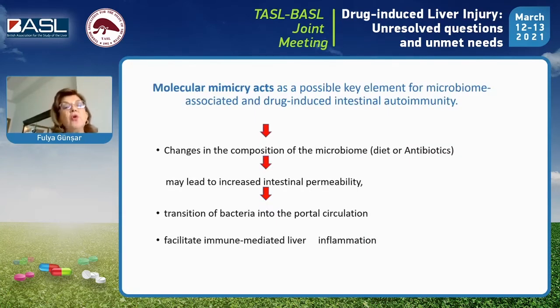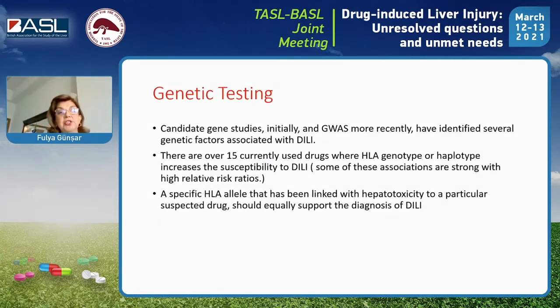Molecular mimicry also is important, and it acts as a possible key element for microbiome-associated and drug-induced intestinal autoimmunity. Diet or antibiotics can change the composition of the microbiome and may lead to increased intestinal permeability and translocation of bacteria into portal circulation, and this facilitates immune-mediated liver inflammation.